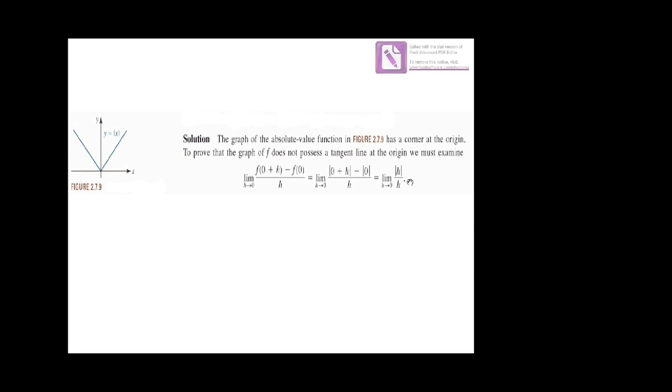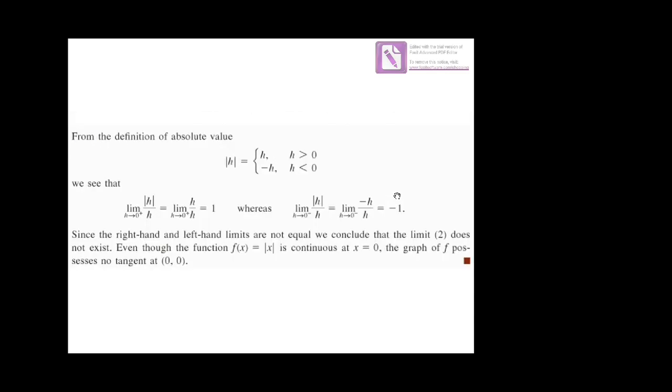Now since we have the absolute value, we need to take the limit from right and limit from left. So we know that absolute value of h is given by h if h is greater than 0, minus h if h is less than 0. So if h approaches 0 from the right, we have the limit of absolute value of h over h, which is h cancel with h, we are left with 1. So if h approaches 0 from the right, the limit is equal to 1.